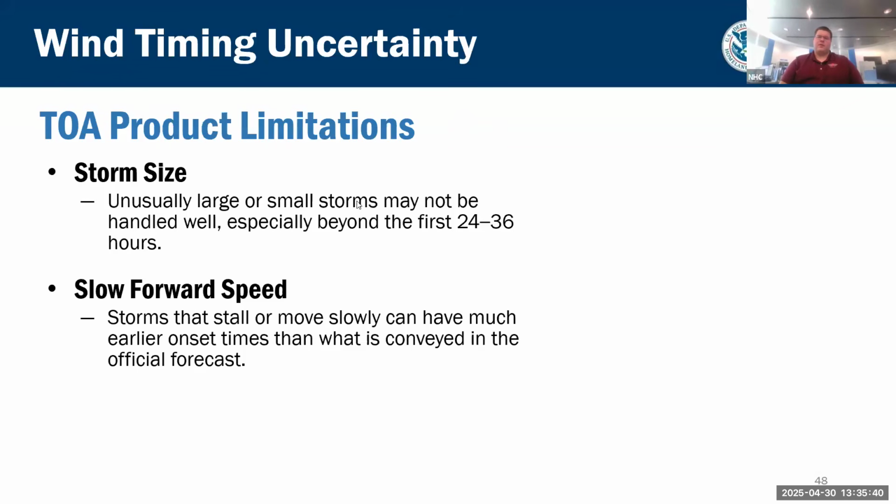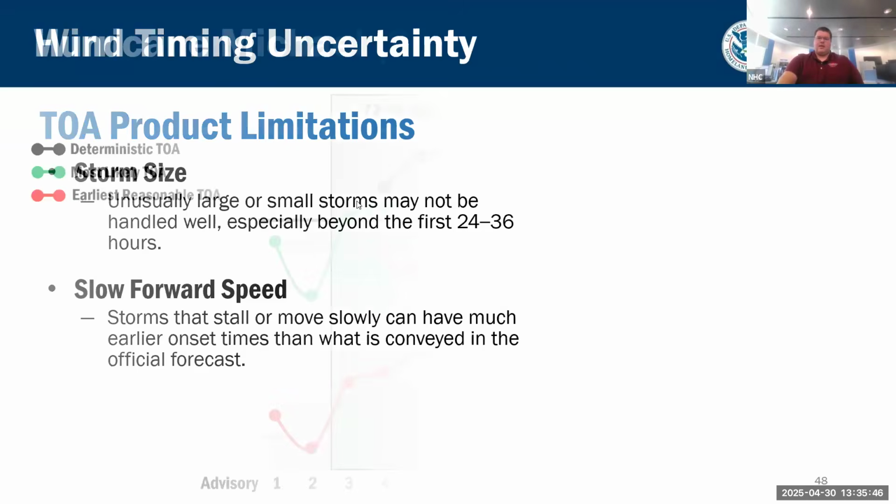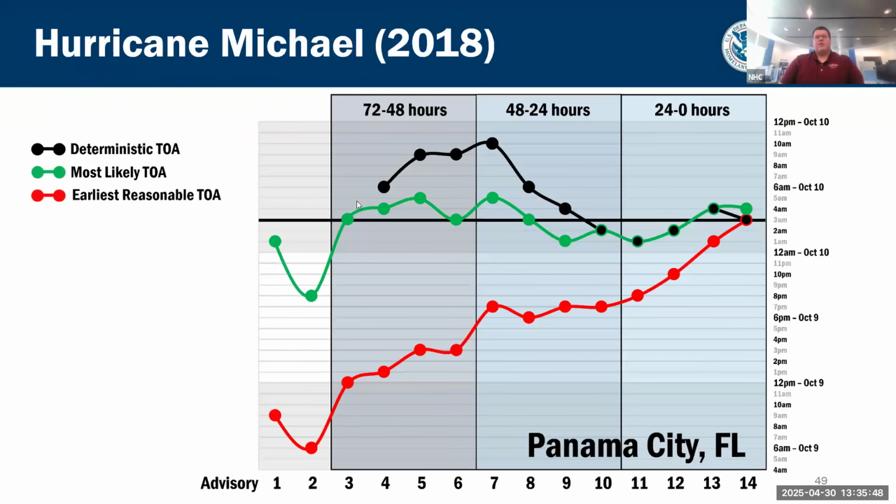And we're going to go through examples here of a system that performed well, one where the most likely was a little early, et cetera. So here's an example of Hurricane Michael. I'm going to show you this similar chart for the three systems.